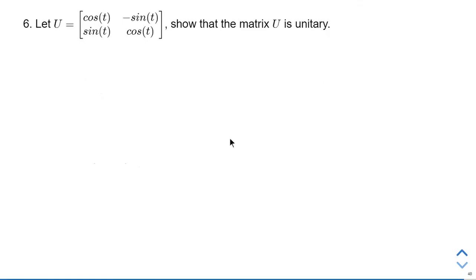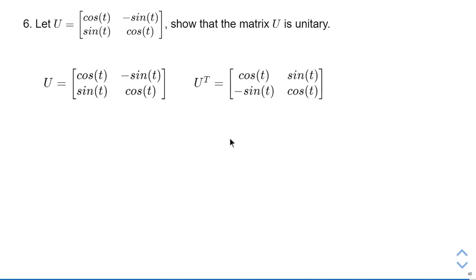So the next problem is about the unitary matrix, and recall that we say a given matrix U is unitary if U times U transpose, or U times U Hermitian, is going to be an identity matrix. In this case, we are given the U, so we have to check whether it is unitary. For that, we need the U transpose. Since all of them are real numbers, we are just writing this as U transpose. If you simply transpose the matrix, you will get this one.